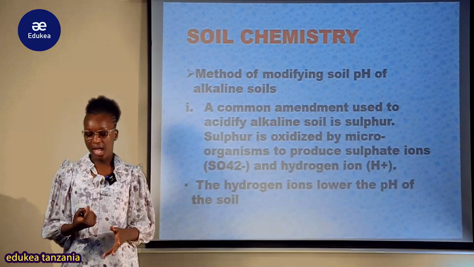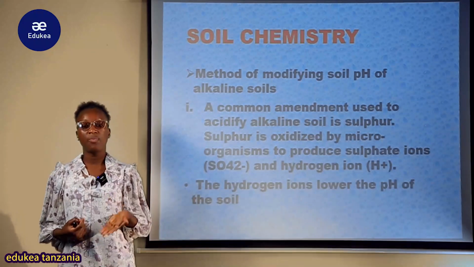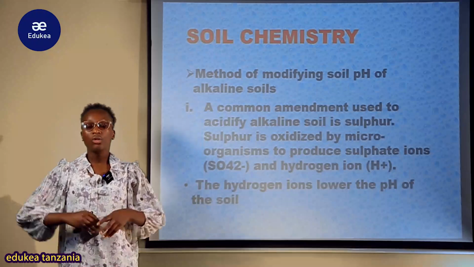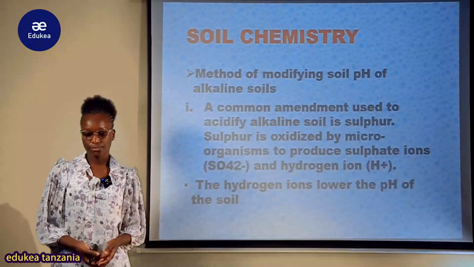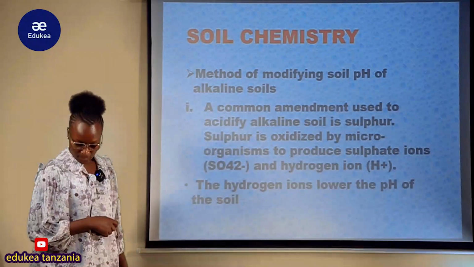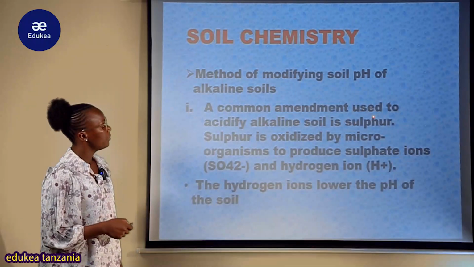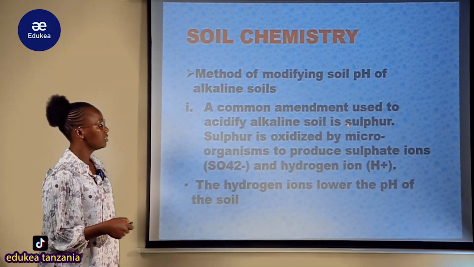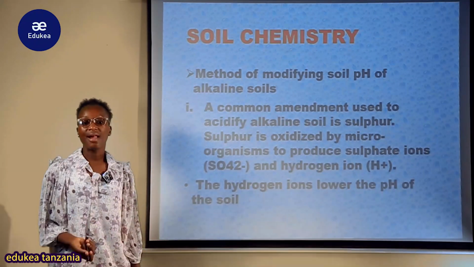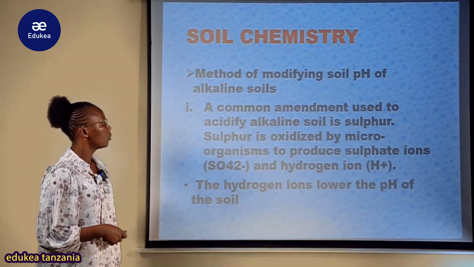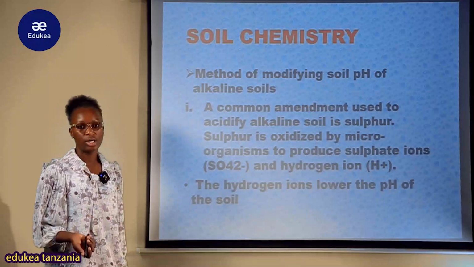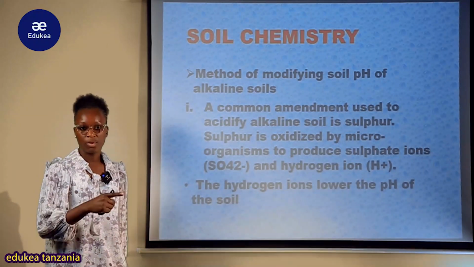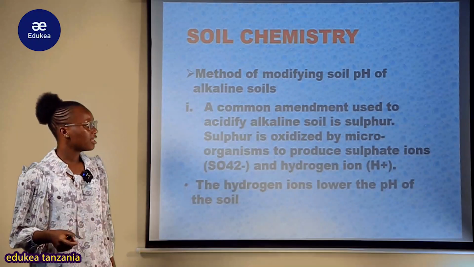So now tuone kama our soil is made up of alkaline soil, kwamba hii hapa ni made up of base. So tutafanya modification zipi? First one, a common amendment used to acidify alkaline soil is sulfur. Kumbe sulfur inaweza kutumika hapa ili kuweza kuacidify alkaline soil. Kwamba kama ni alkaline tunatakiwa tuifanyie acidified, tuifanyie modification. So tunafanya tu addition ya sulfur.